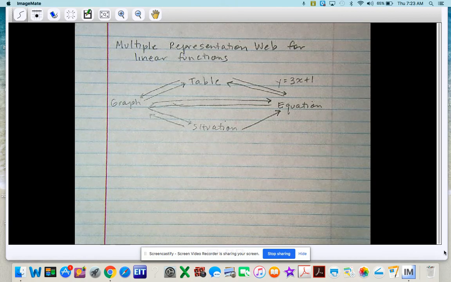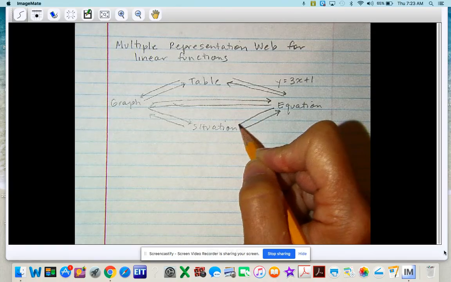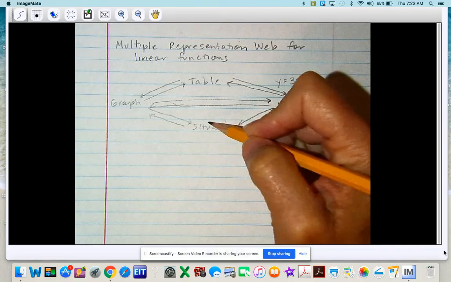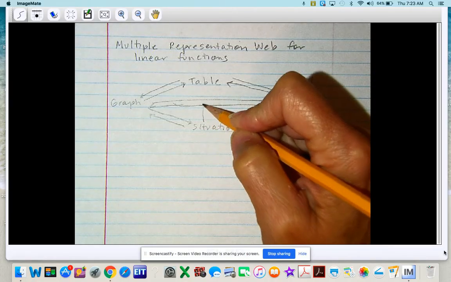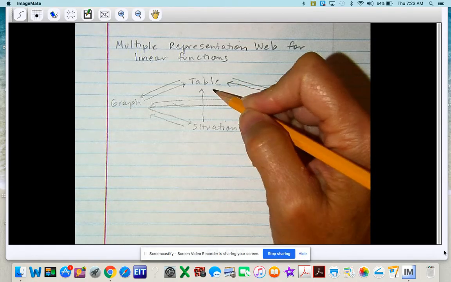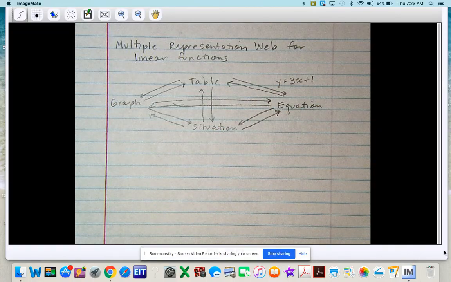Okay. If you had an equation, something like this, could you figure out what maybe the tile pattern would be like? Okay. So same with situation. If you're given a tile pattern, could you make a table of values for that? All right. If you had a table of values, could you come up with maybe a tile pattern that might match that? Okay. So some of these links might be a little weak at this point, but we'll be working on strengthening those so that for a linear function, if you have any one of those things, you should be able to find the other three.